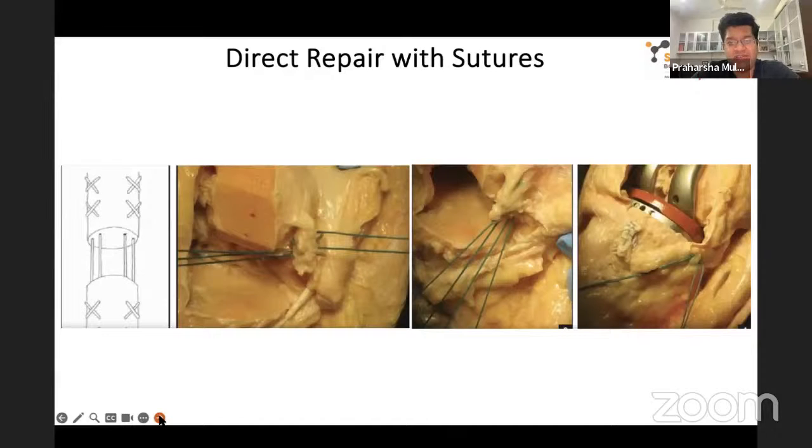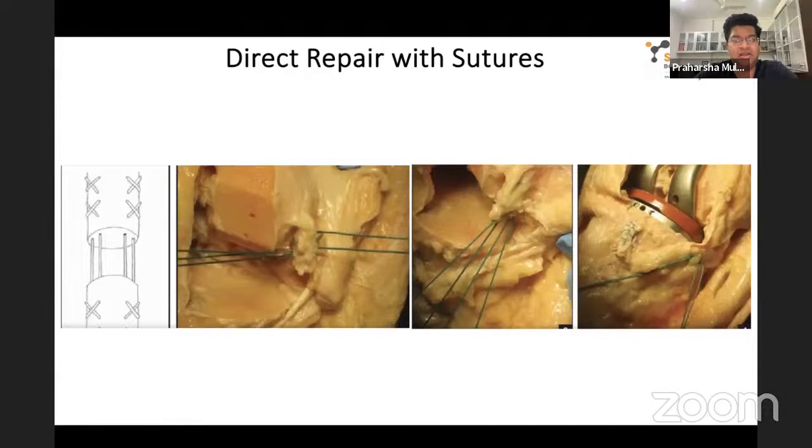But where you don't have the ability or availability of this equipment, you can go for a direct suture where you have to identify the stumps, the proximal and distal stumps or the soft tissue attachment of the superficial MCL. You should run the suture through it multiple times as shown on the left side. And you should pull it together after you have put your components inside so that you can adequately tension it.